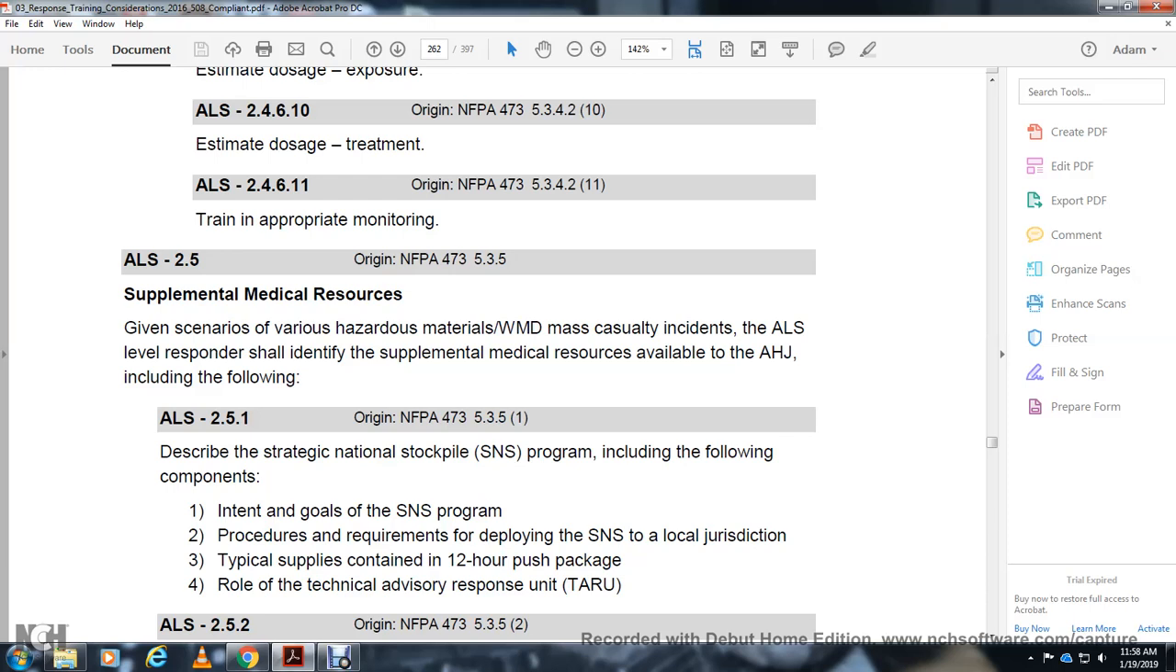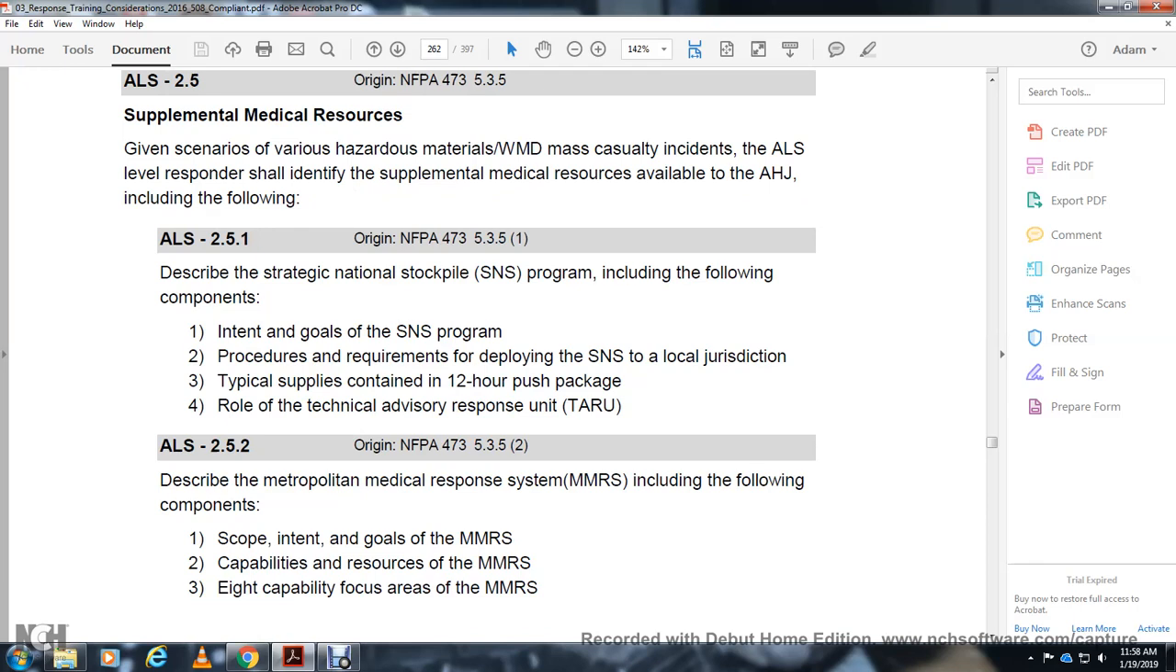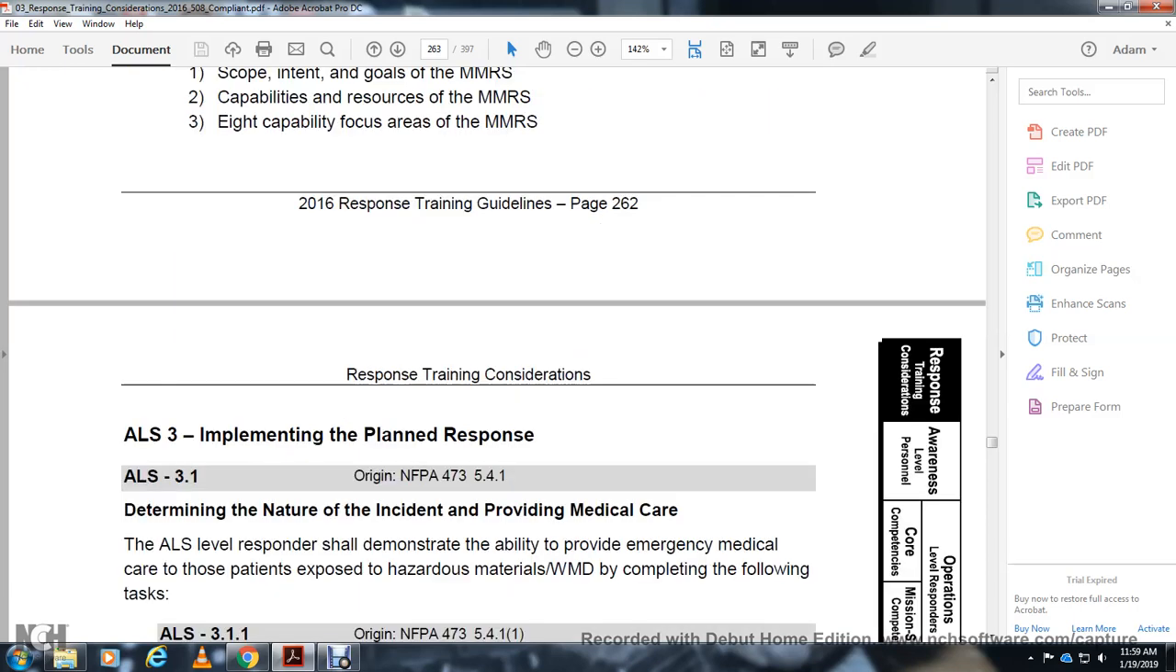Describe the roles of the Technical Advisory Response Unit. Determine the Metropolitan Medical Response System, including its scope and intent, its goals, capabilities, and resources, and the capabilities focused on the area of the Metropolitan Medical Response System at the advanced life support level.